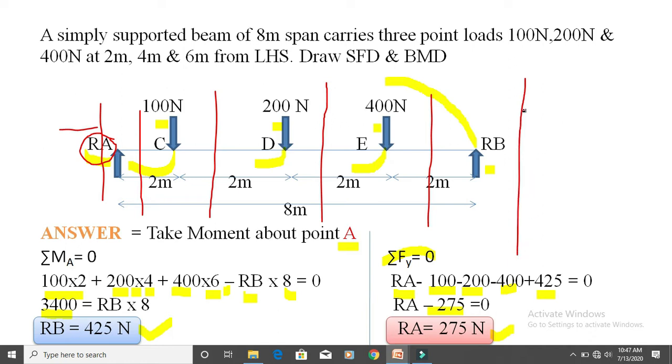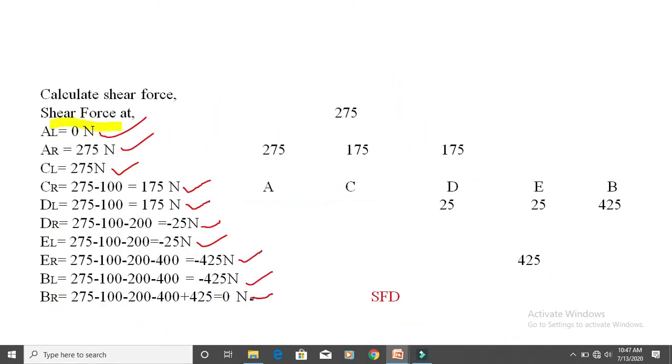Now see left of that line, the forces are 4 plus RA minus 100 minus 200 minus 400 plus RB, that is plus 425 Newton. So here the answer is 0 Newton. In a generally simply supported beam, the first value of the shear force is 0 and the last value of the shear force is also 0. This is about the values of the shear force.